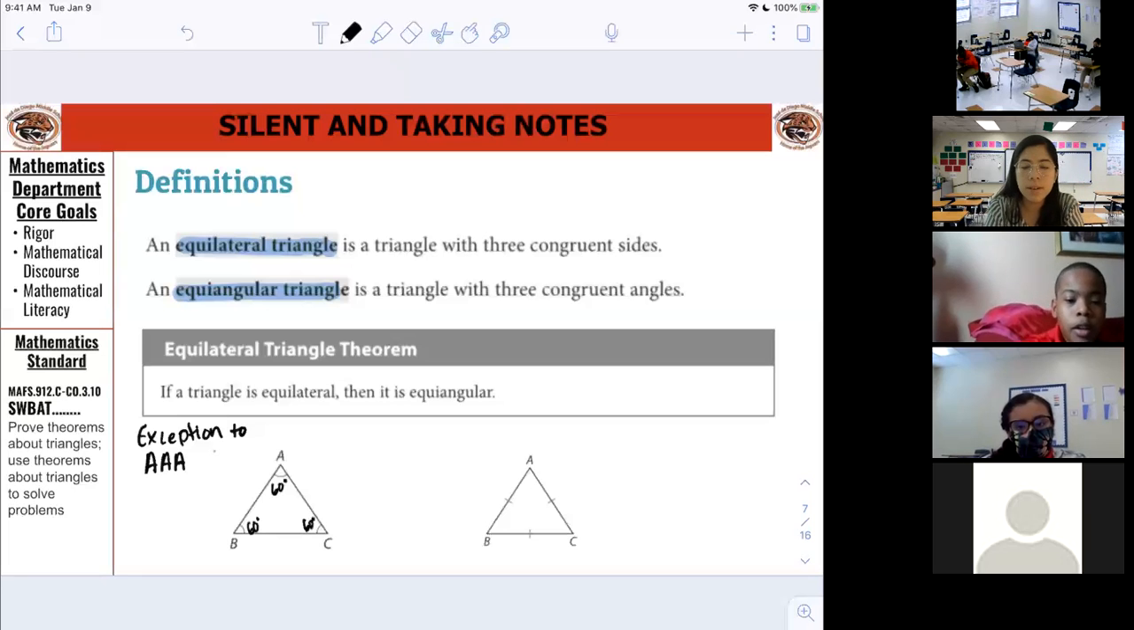So this is triple A. This is the only time that this works: they all have to have the same angle, completely 60, 60, 60.